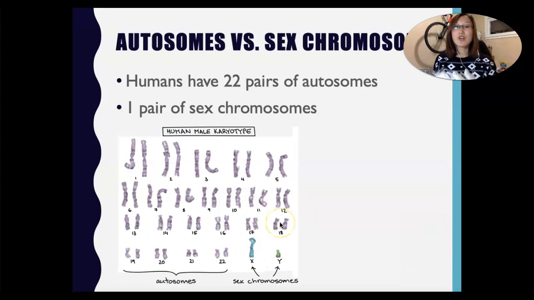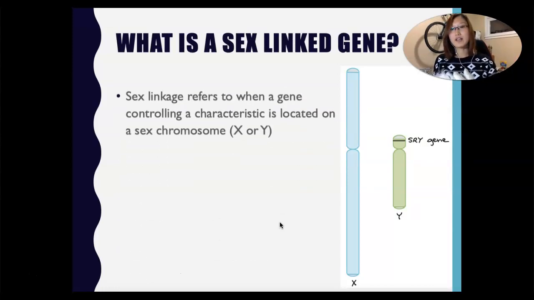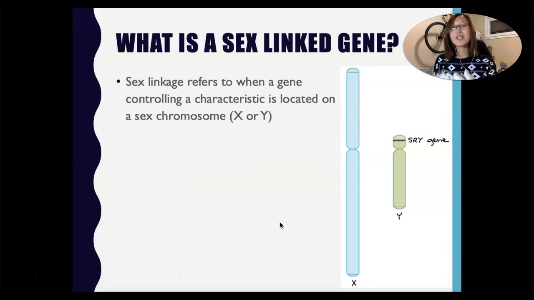So far, out of all the monohybrid and dihybrid crosses that we've talked about, those are all genes located on the autosomes. So there's a difference between a sex-linked gene and a non-sex-linked gene. A sex-linked gene is a gene that's specifically located on one of the sex chromosomes, either the X or the Y. As you can see in the picture on the right, the X chromosome is a lot longer than the Y chromosome, so it can also hold more genes because it has more space for all the DNA.